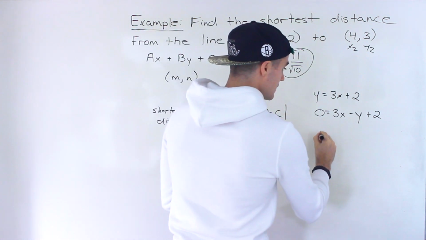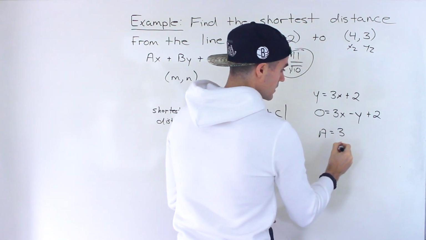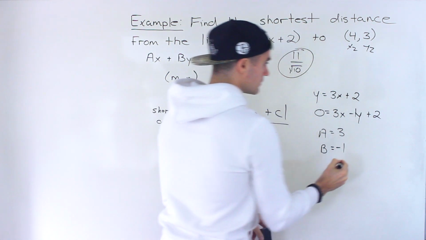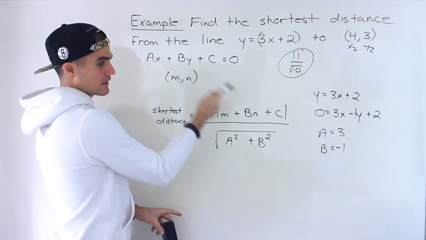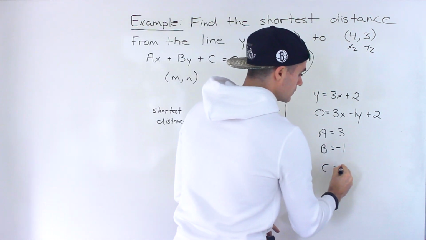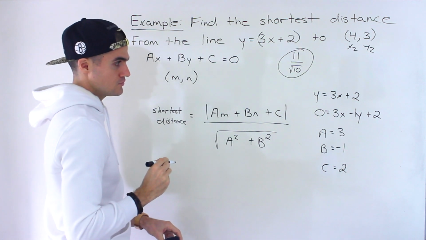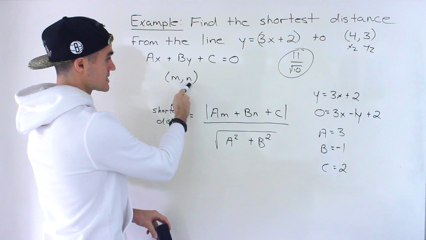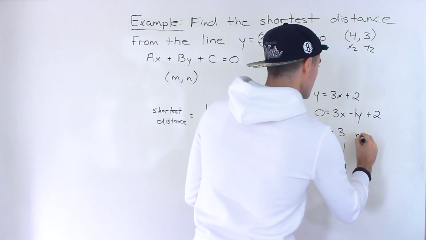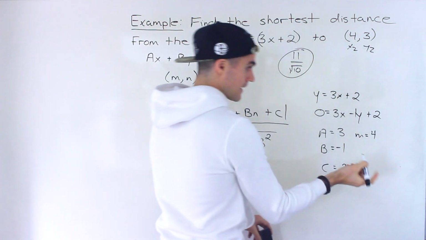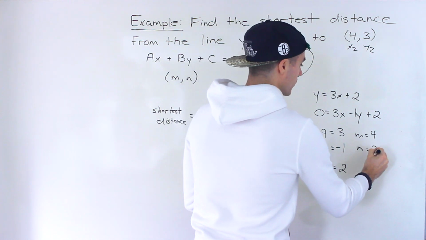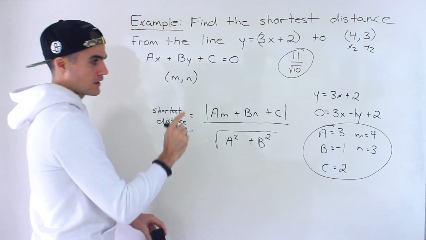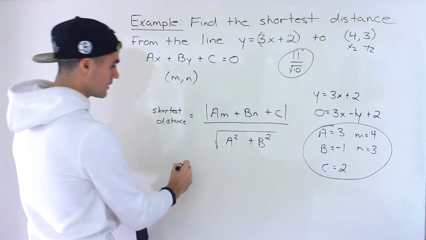So notice that the a value is 3. The b value is negative 1. That's what's in front of the y. And then the c value is 2. And then the point that we're working with is 4 and 3, which is this m and n. So in this case, the m is 4, the x value of the point, and the n, which is the y value of the point, is 3. So we have these parameters, and then watch what happens when we plug it in here.